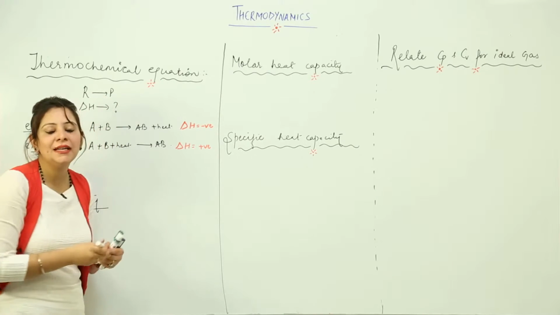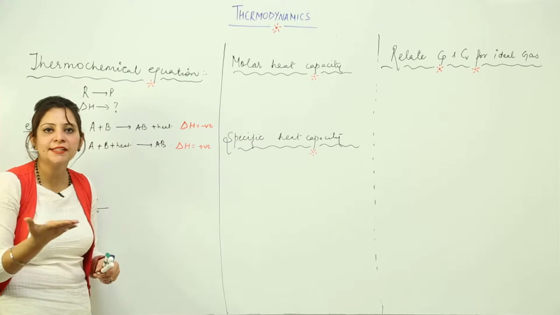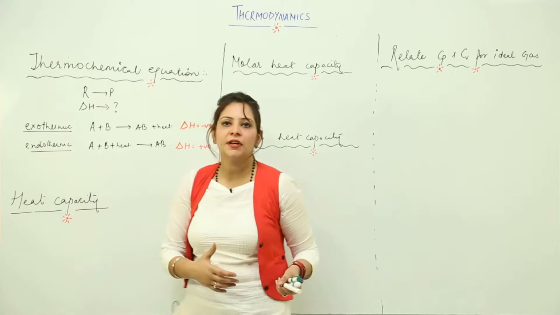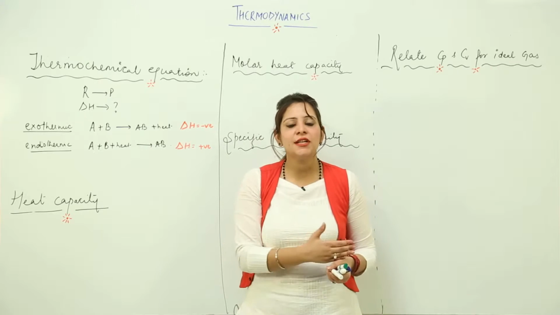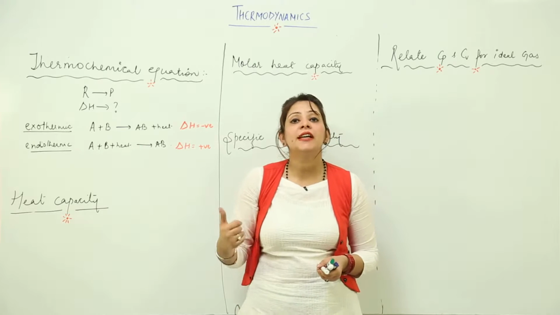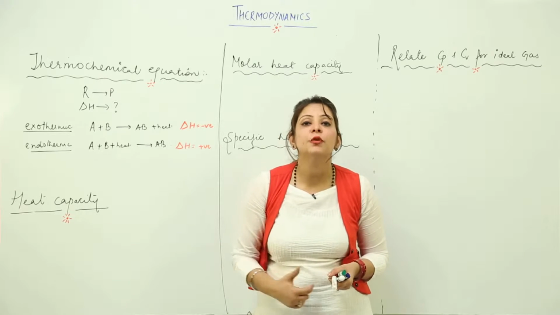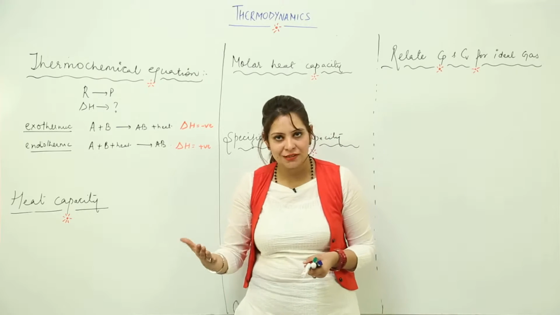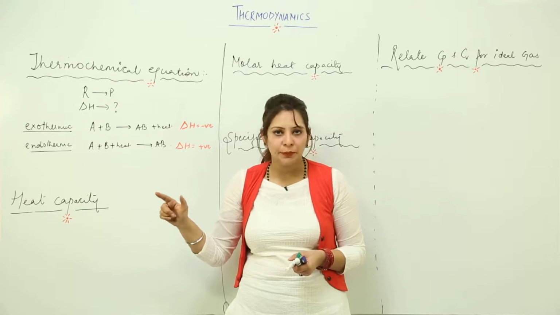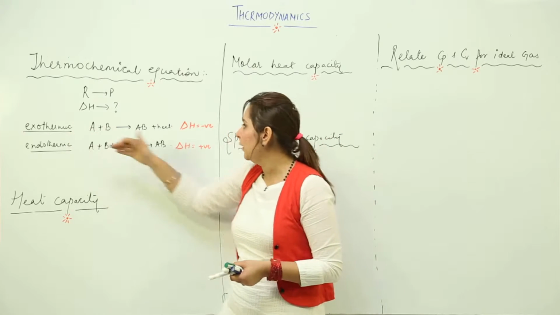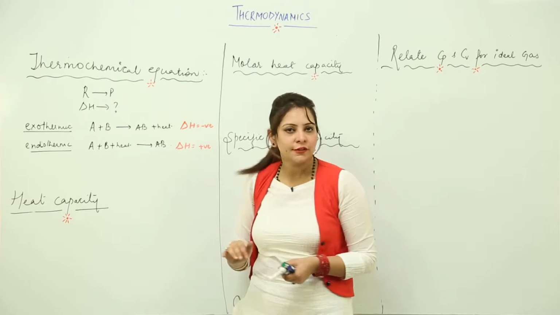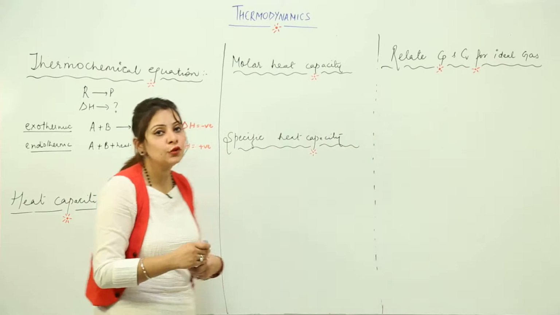So you have to keep in mind under what conditions delta H is negative and under what conditions delta H is positive. If somebody asks you what a thermochemical equation is: it is a reaction which specifies the conversion of reactant to product, and moreover it gives very important information regarding the energy changes. That is denoted by delta H, the change in enthalpy. In case of exothermic reactions it is always negative, and in case of endothermic reactions it is always positive.